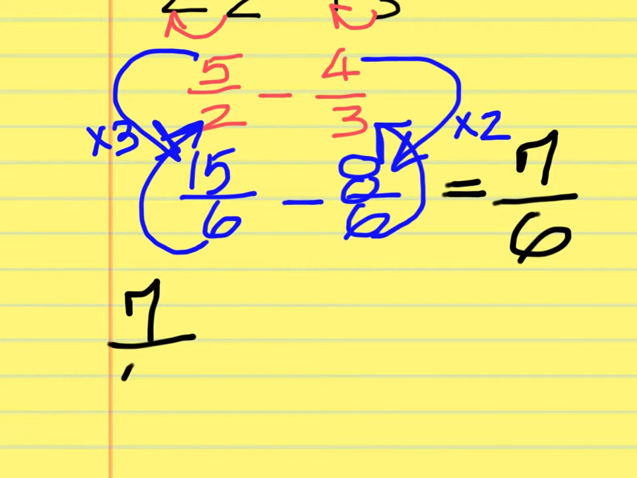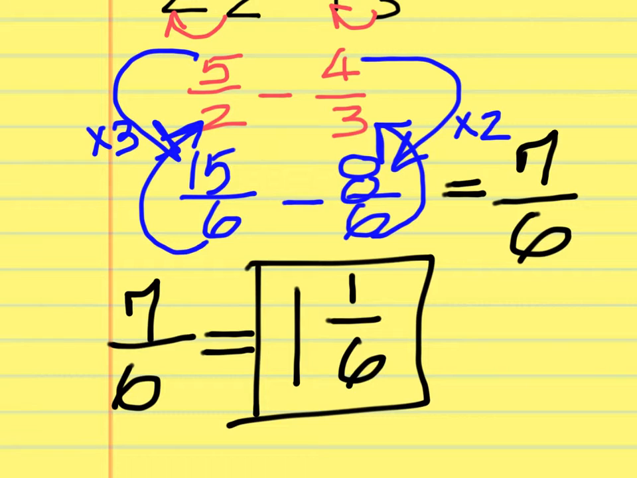But we want to change that 7 over 6 to a mixed number. How many times will 6 go into 7? With how many left over? 1 1/6 is the answer.